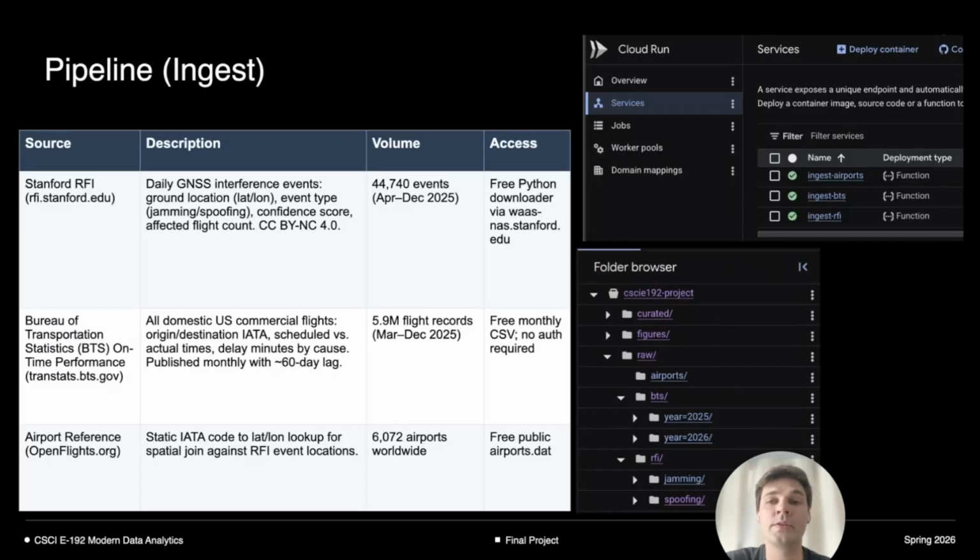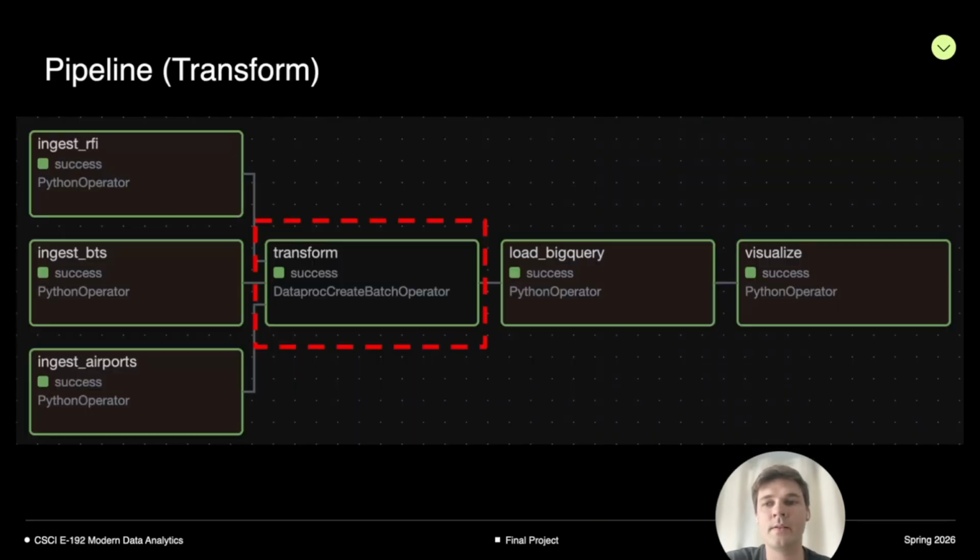There are 3 data sources. Each one is retrieved using a Python Cloud Run function in GCP. The first is Stanford's RFI data, which uses ADS-B to locate and classify RFI events. The second is the Bureau of Transportation Statistics data, which tracks all US commercial flights and their scheduled flight times versus delays. And the final data set is the airport reference, which identifies the lat-long position of all US airports. Data are saved as parquets in 3 separate directories.